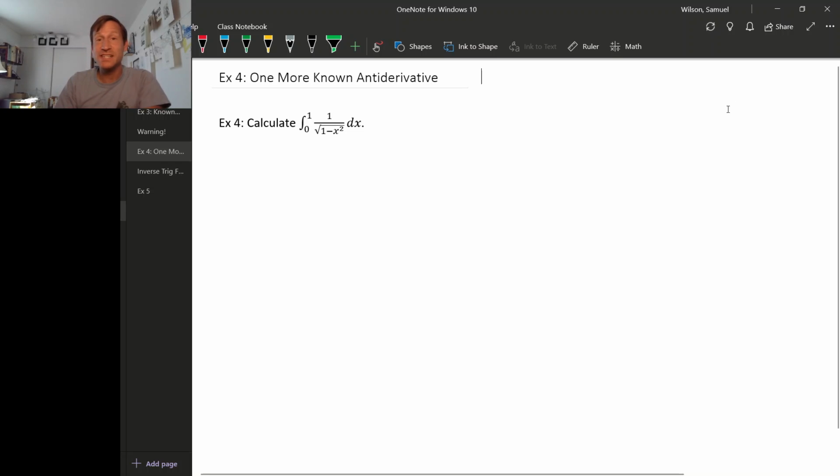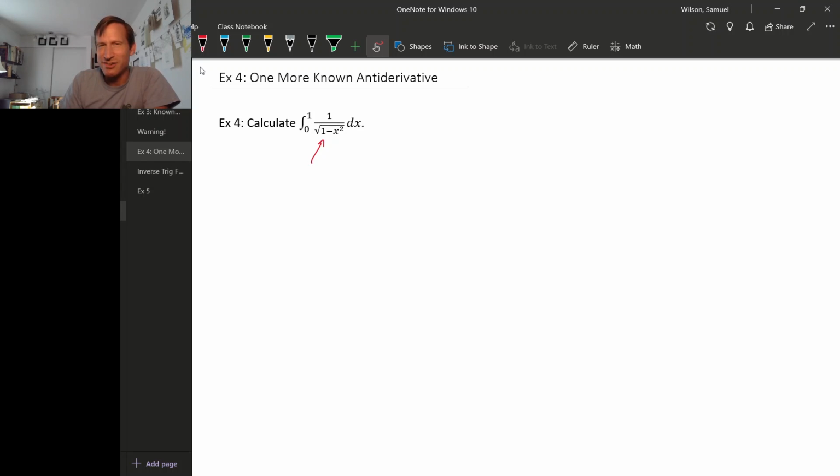There's another class of antiderivatives that we sort of already know because we know the corresponding derivative formulas. And I want to look at it just by example. So let's calculate this definite integral from 0 to 1 of 1 over the square root of 1 minus x squared dx. Just looking at this integrand, it seems kind of hopeless. This seems like a complicated integrand to just guess an antiderivative for.